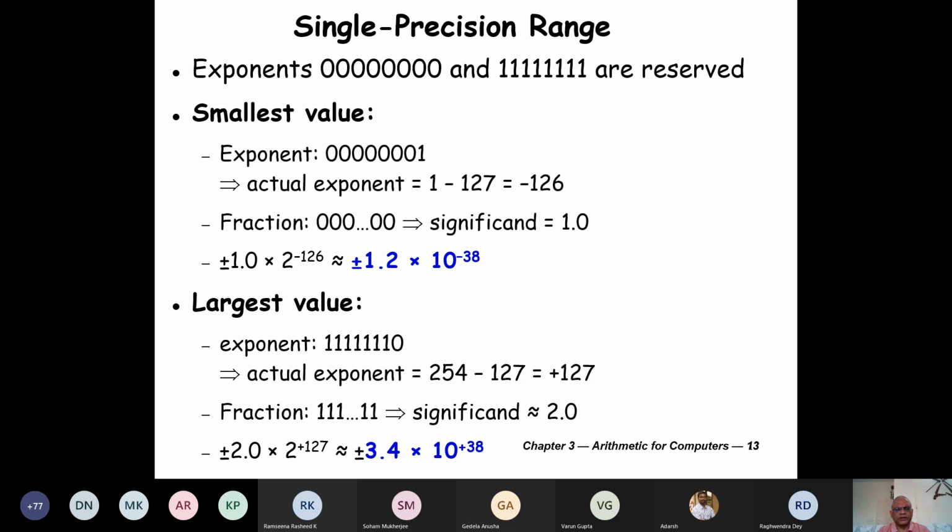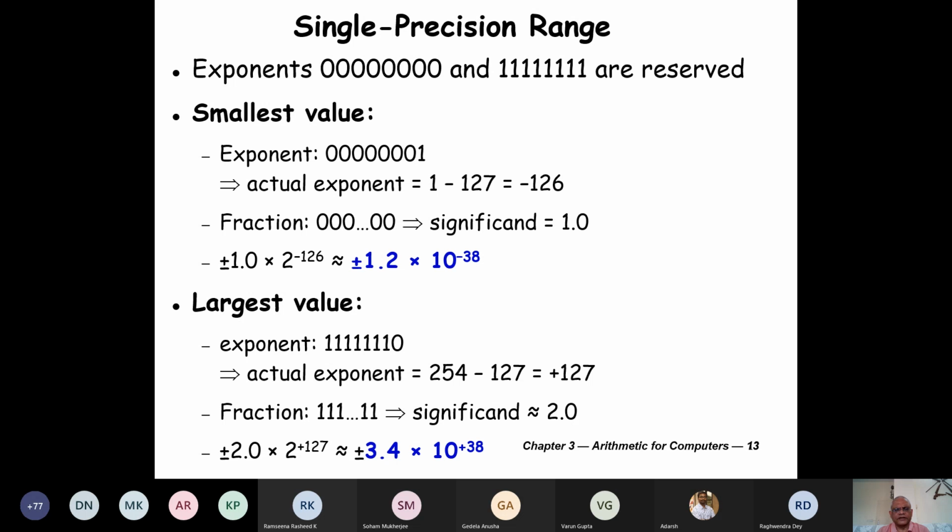And the largest value, on the other hand, we cannot have all ones. So we can have this as the largest exponent, which is meaningful. The other one is reserved for some purpose, which if you compute, it is 254. So the largest exponent we can have in a single precision is 127. And the largest fraction can be all ones.